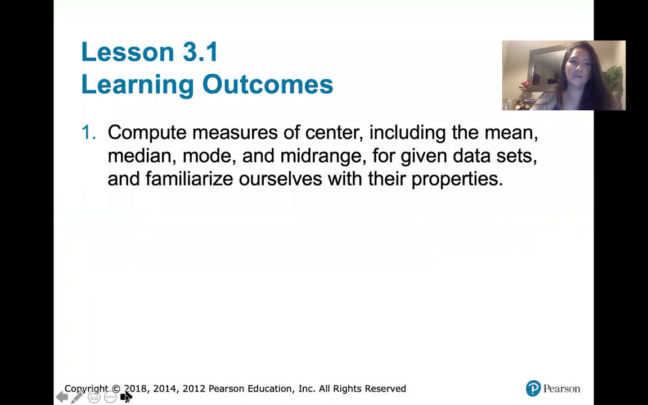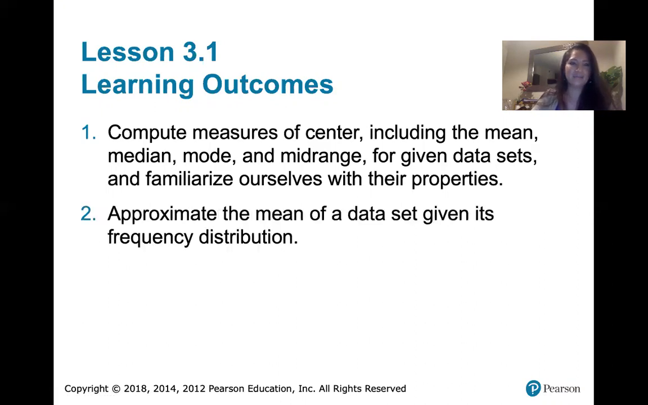In our first learning outcome, we're computing measures of center. We're going to focus on finding the mean, the median, the mode, and the mid-range for given data sets, and then we're going to familiarize ourselves with their properties. So these are all different measures of center, different ways that we can talk about that center value of the data set. And all of them have different pros and cons and slightly different meanings. So we want to understand those pros and cons and what each of those numbers mean and what they can tell us or how exactly they're measuring that center of the data set.